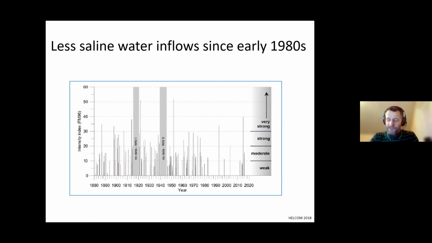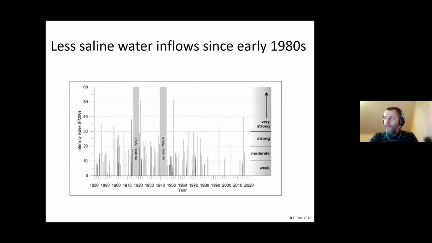As the Baltic Sea is semi-enclosed, as you saw from the first slide, it's very important that the water exchange between the North Sea and the Baltic Sea is continuously ongoing, ensuring that there are no oxygen problems in the Baltic Sea, and the salinity is high.